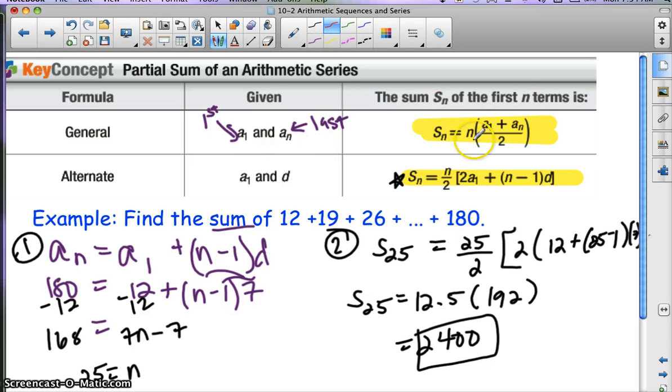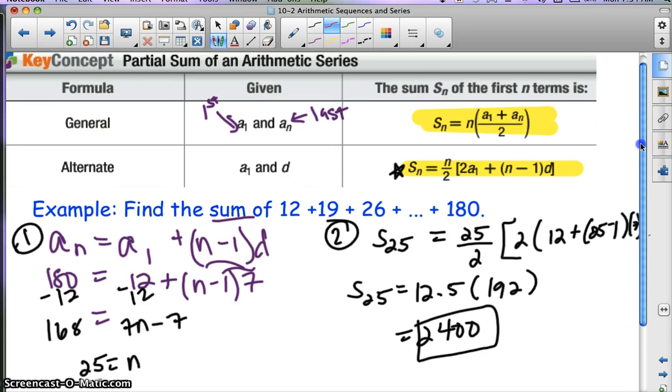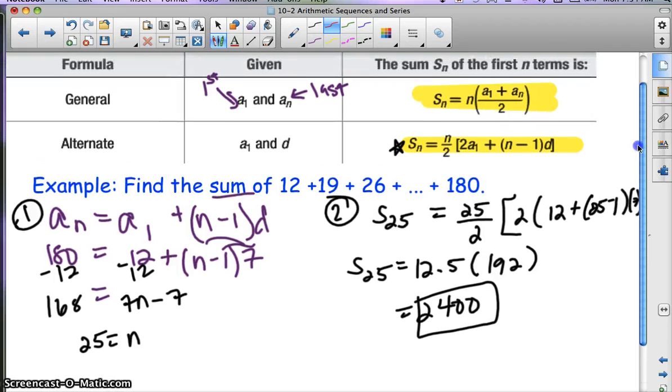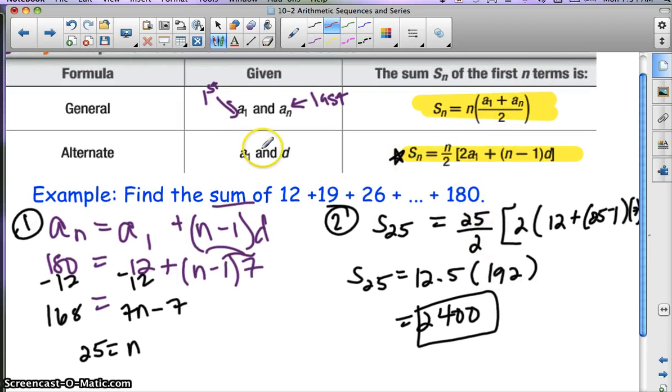Now, could you have used this one up here like I originally wanted to, but the book did not? Yes, you can, and you'll get the same thing because we have the a sub 1 and the a sub n, so you could do that as well. And it ends up being the same thing. We have S sub 25 equals 25 times 12 plus 180, divided by 2, and you end up with 2400 as well. So you could use both of them.